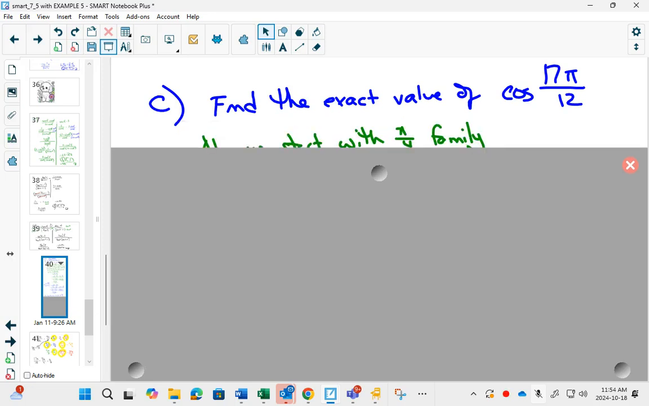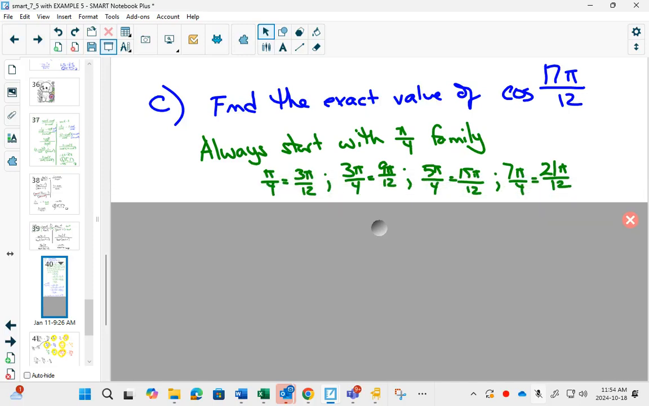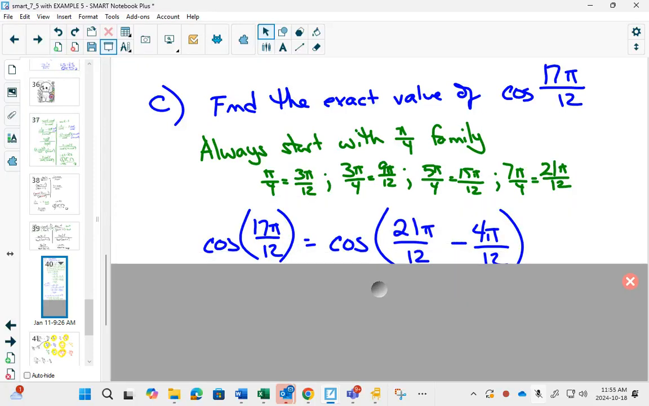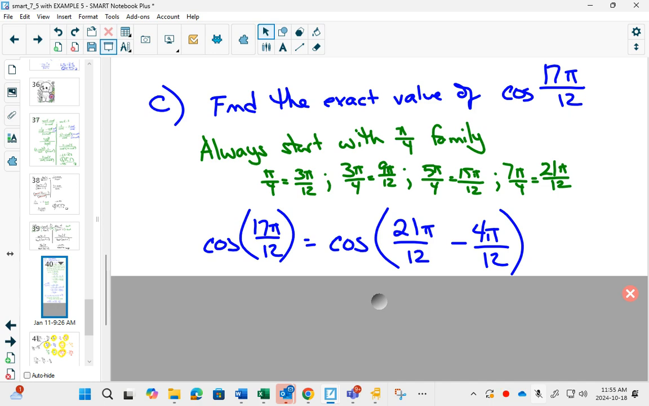So if I want to find cos of 17 pi over 12, I start with any pi over 4 family I like. Sometimes I even write them out, like this one's 3 pi over 12, this one's 9 pi over 12, this one's 15 pi over 12, this one's 21 pi over 12. Some people like to choose the one that's closest to 17. Most people don't like subtracting, so they don't like to go over, but it's not wrong, because you can use adding or subtracting. So of course, I go over and subtract. But any of them would have worked.